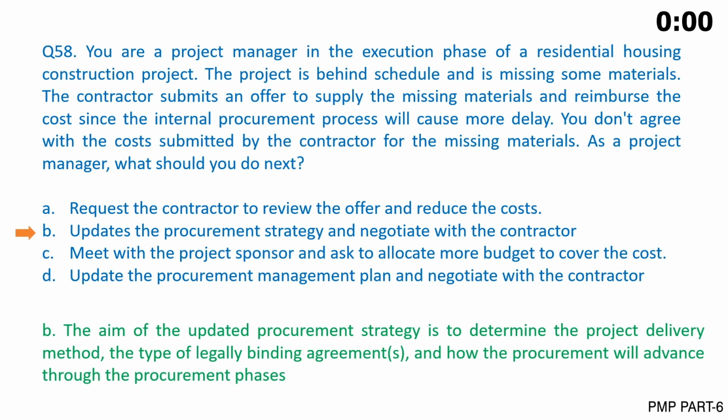The answer is B. The aim of the updated procurement strategy is to determine the project delivery method, the type of legally binding agreements, and how the procurement will advance through the procurement phases.